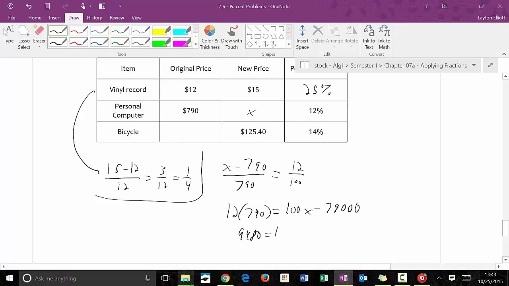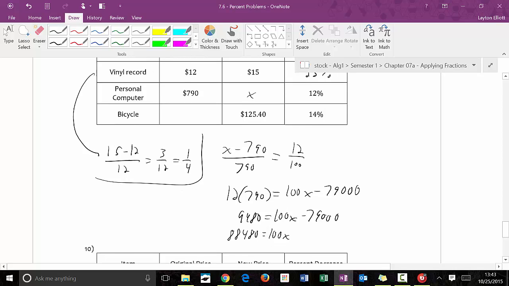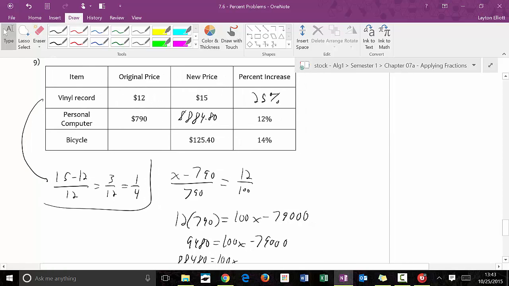Equals 100x minus 7900. Add 7900 to both sides and I get 88480 equals 100x, and then I divide both sides by 100 and I get x is equal to 884.80. So that x is now 884.80.